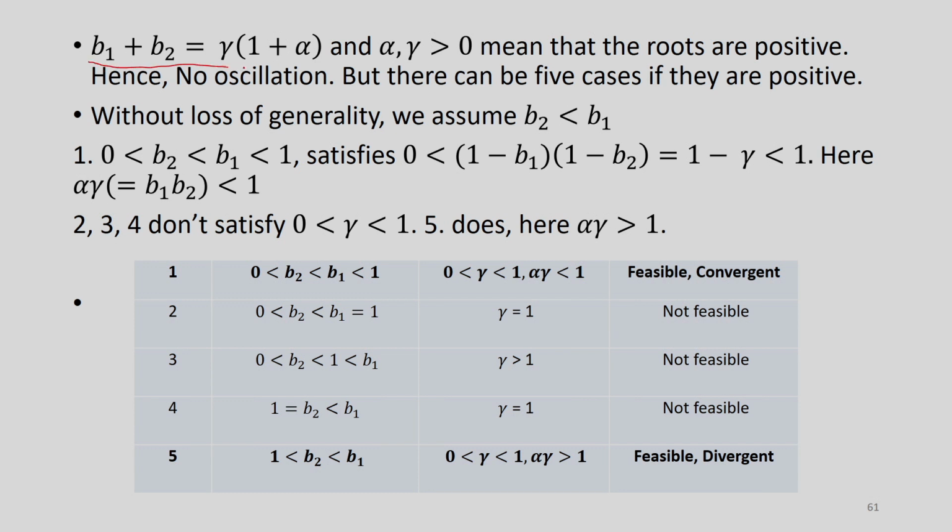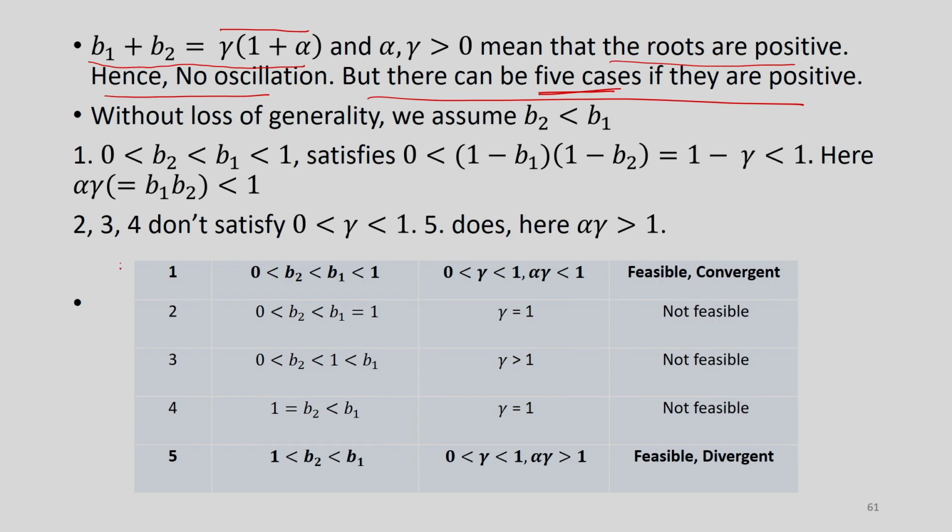We know also that the summation of the roots is given by gamma multiplied by 1 plus alpha, and which is positive. So, the summation of the roots is positive, therefore, the roots individually cannot be negative, which means there is only one possibility, that the roots are positive. If the roots are positive, then we know there is not going to be any oscillations. So, roots are positive, but even if the roots are positive, actually there are 5 cases here.